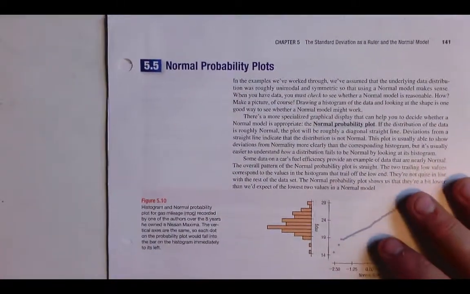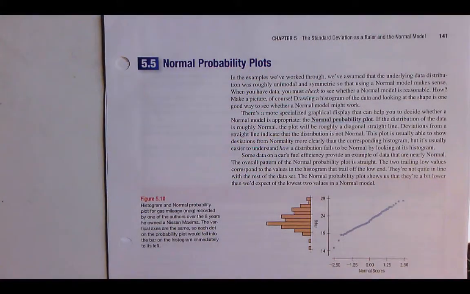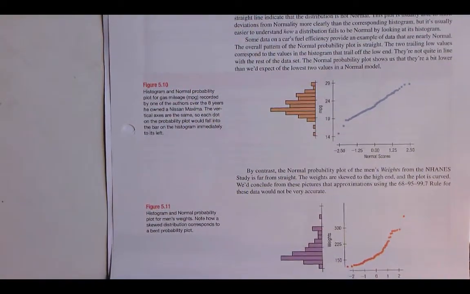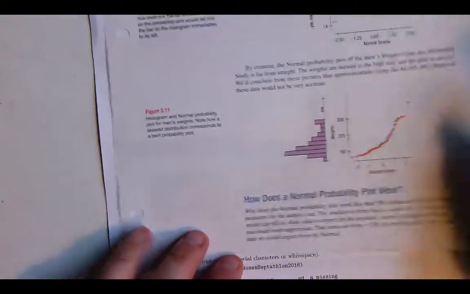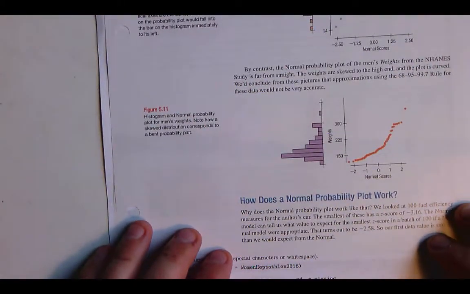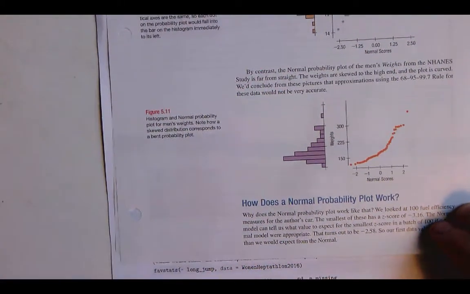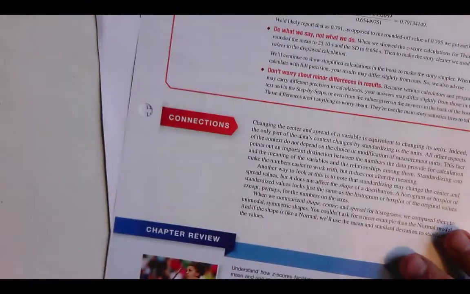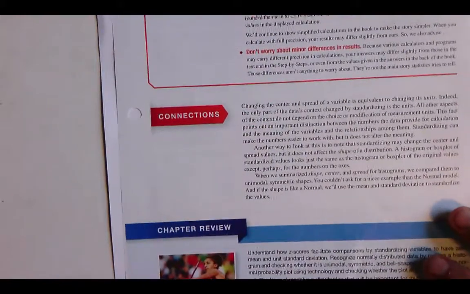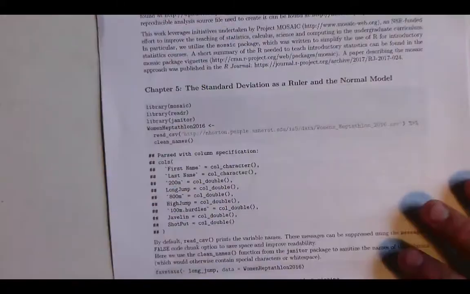Section 5.5 talks about the use of normal probability plots to judge whether a distribution is normal. Here's an example of miles per gallon, which is reasonably normal, and another distribution where it's not, and you can see the normal probability plot tends to be straight in the first and not in the second. So there are some nice connections here, with What Not to Do always provided, and a chapter review.